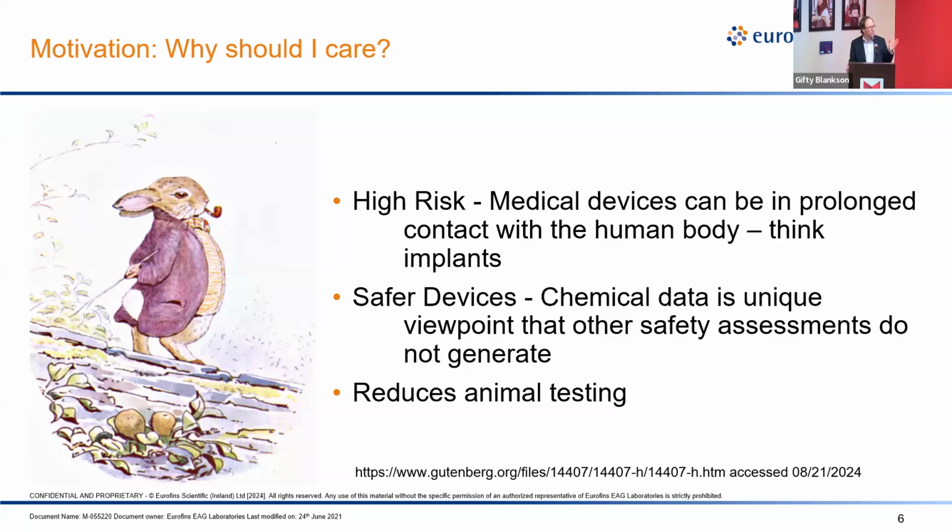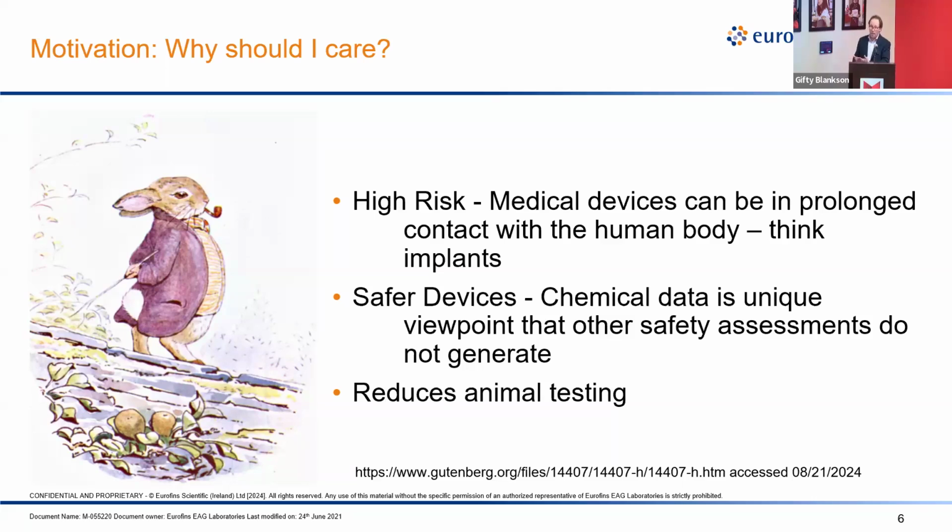It can also provide for safer devices because chemical data is unique, right? There are other ways of assessing this. There's traditional methods, right? You'll hear people talk about in vivo and in vitro. So in vivo is in animal models, right? So we take an animal, testing an implant, we plant it in the animal, watch and see what happens. We write it down. That's the study, right?